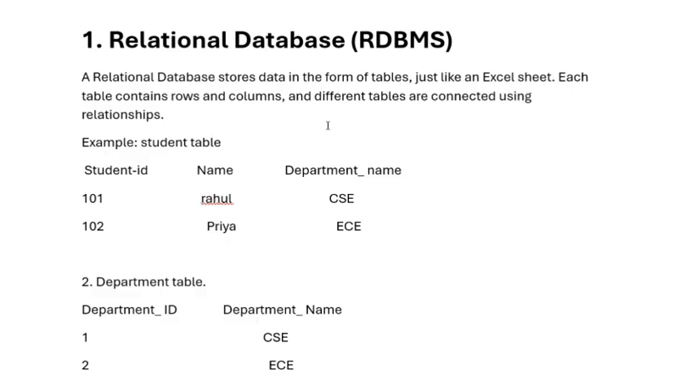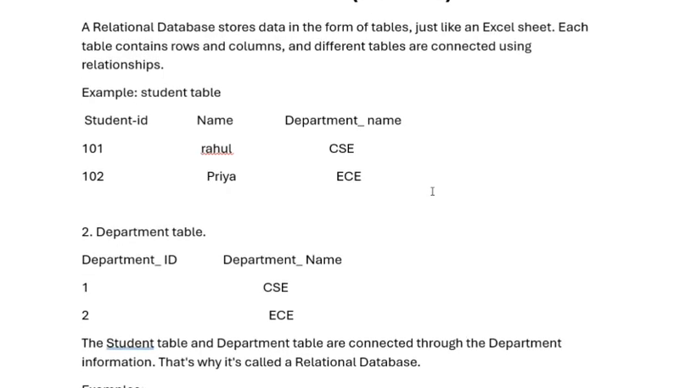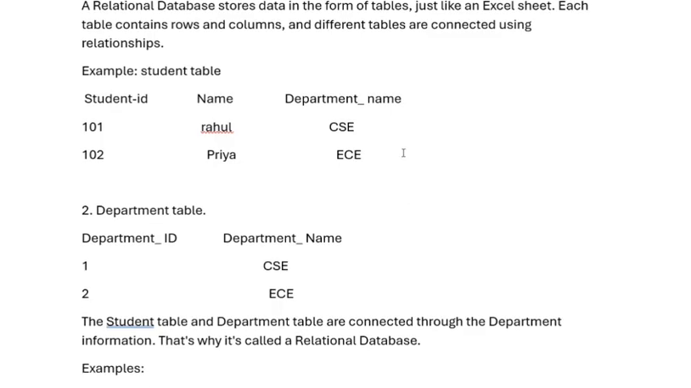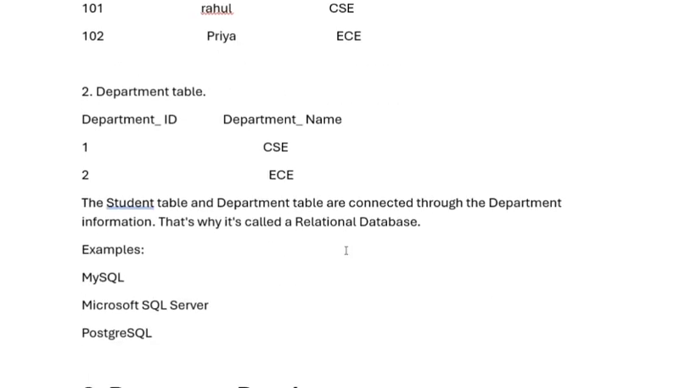Imagine a college has a student table and a department table. In the student table, we take columns as student ID, name, and department name. In the department table, department ID and department name. Here, if you have to compare both tables, then you have to find the relationship between the student table and the department table using department name as the common column.